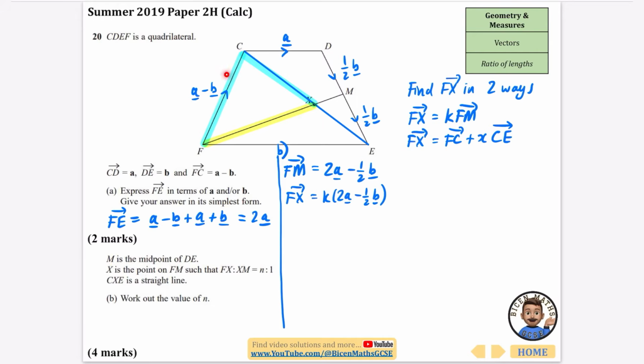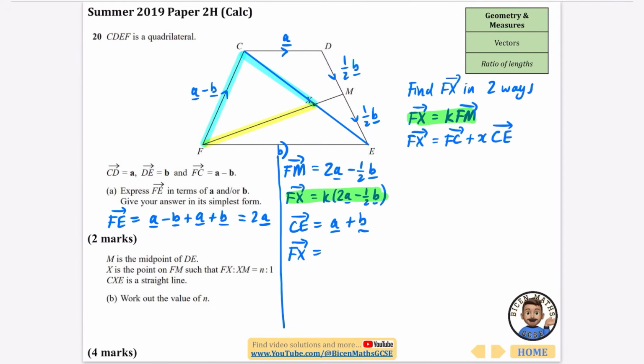Now FC is easy. I need to figure out what CE is. I'm going to highlight this in green so I know that that's one of the things that I'm going to use. CE is going from here to here. I'm going to say that it is a plus b. Really easy. C to E is just a plus b.